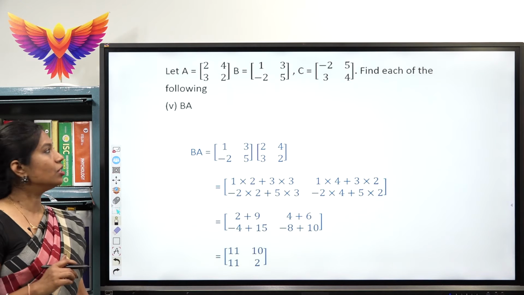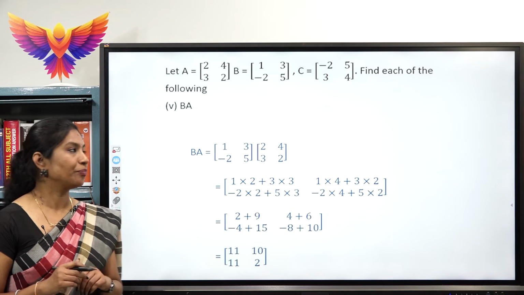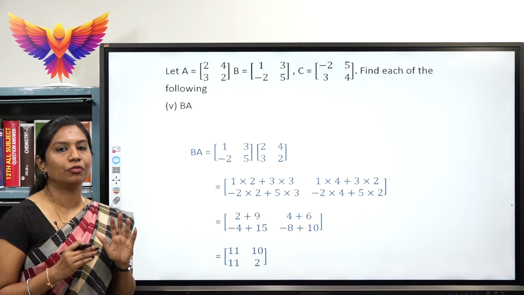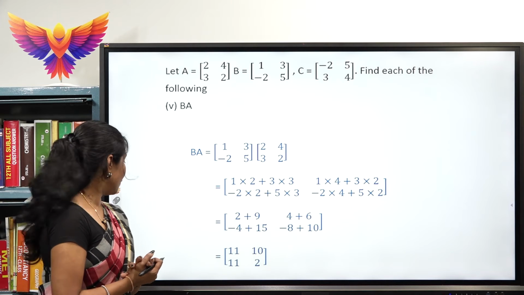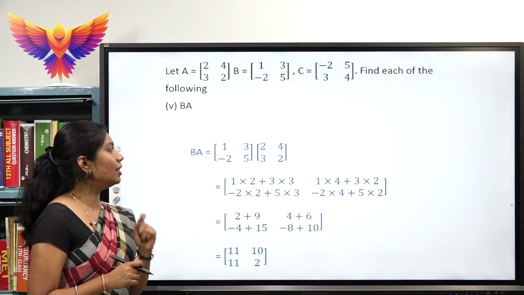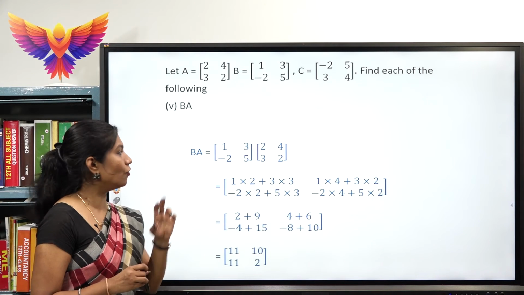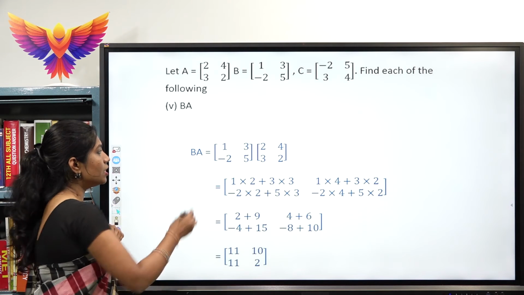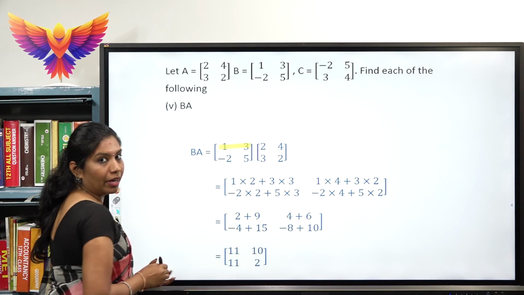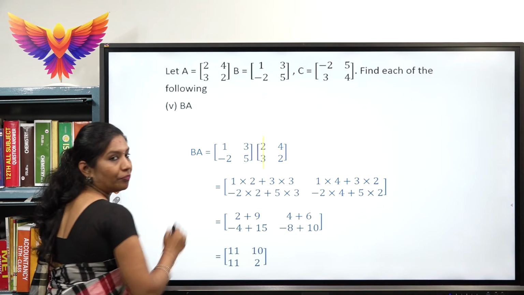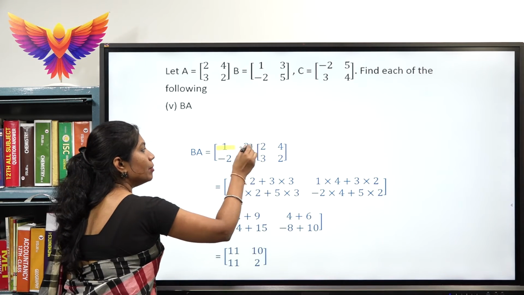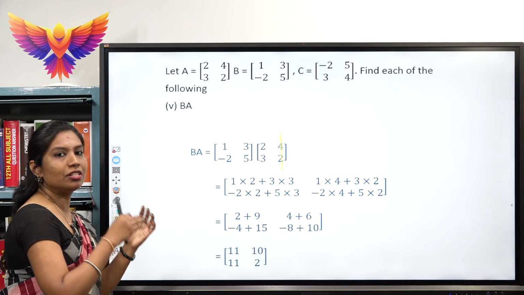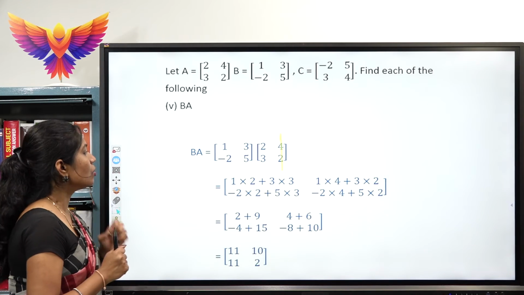We have a question. We need to find out what BA is. So, when I have to find BA, the first thing we need to check is the order. The same procedure will be followed here. I will be multiplying the elements of the first row of matrix B with the first column of matrix A. That is, these elements will be multiplied with this column. In the same way, this element will be multiplied with this column. So, you will be getting the corresponding first and second elements of the first row. So, how do we do that?